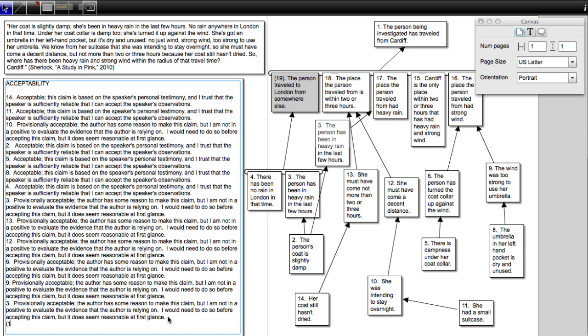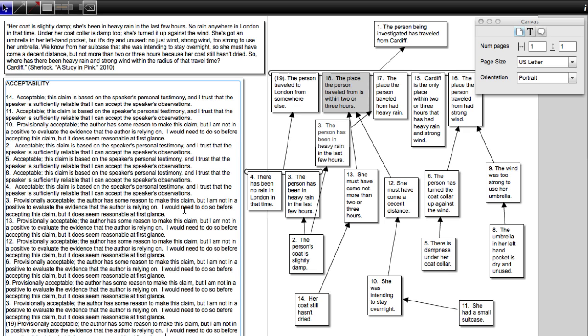So let's look at 19. It's an unstated premise, but remember that unstated premises are evaluated just like stated premises. No difference at all. Person traveled to London from somewhere else. Again, relying on evidence, other claims. In fact, at least 2 levels of subarguments go into here. So I'm going to provisionally accept that.